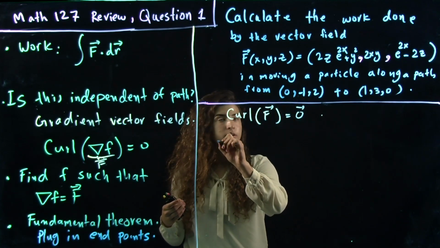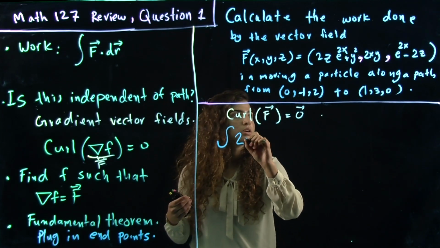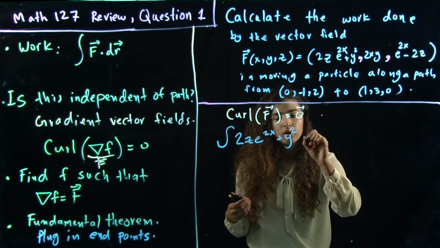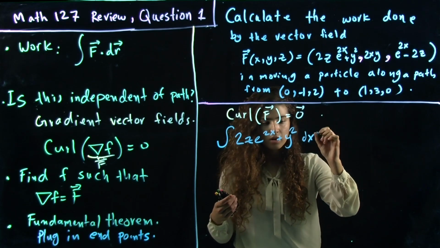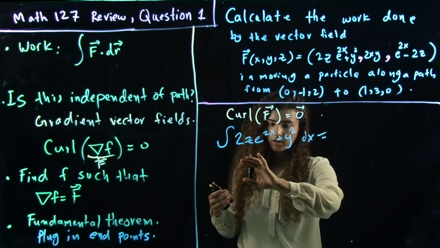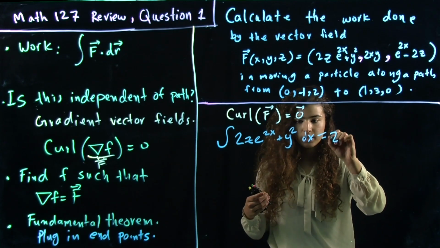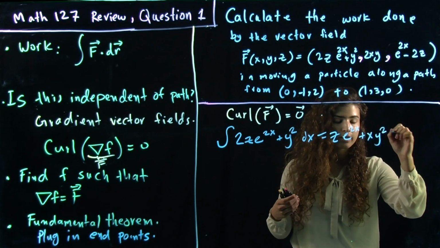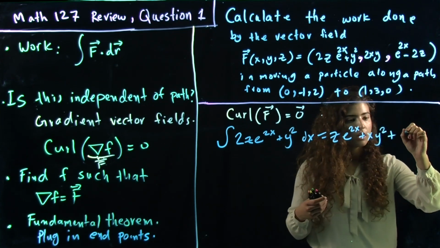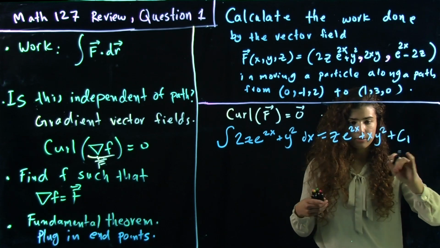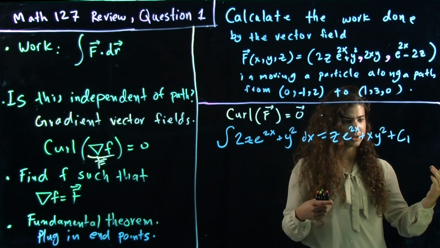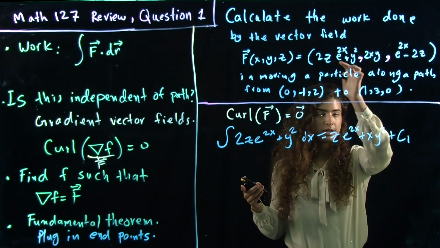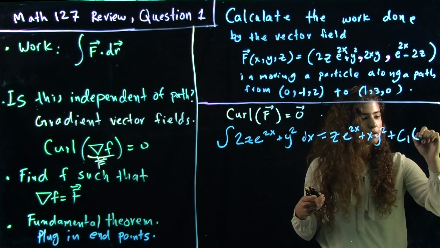So the first part, we're going to take the integral of 2z e to the 2x plus y squared with respect to x. And so to get that, the first part is going to be z e to the 2x plus xy squared plus whatever our constant is, which would be something that would have a y or a z in it but no x, so that when you take the derivative of this part with respect to x, it should come back to be the x component.